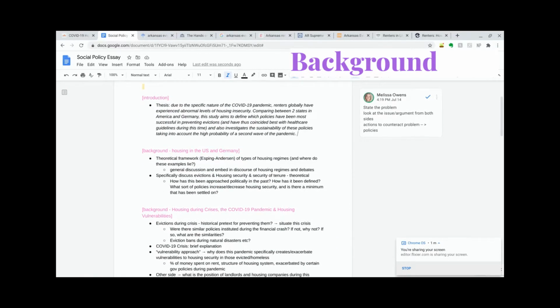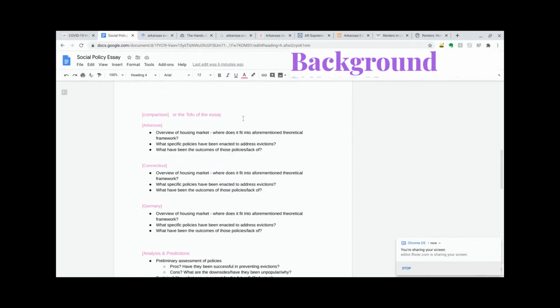Secondly, for me, it was quite important to put it in historical context. So what other policies were enacted during similar crises, financial crash, natural disasters, etc. And just give a brief explanation of like, what are we talking about? What is the coronavirus crisis? But just in case an alien reads this, they need to know.